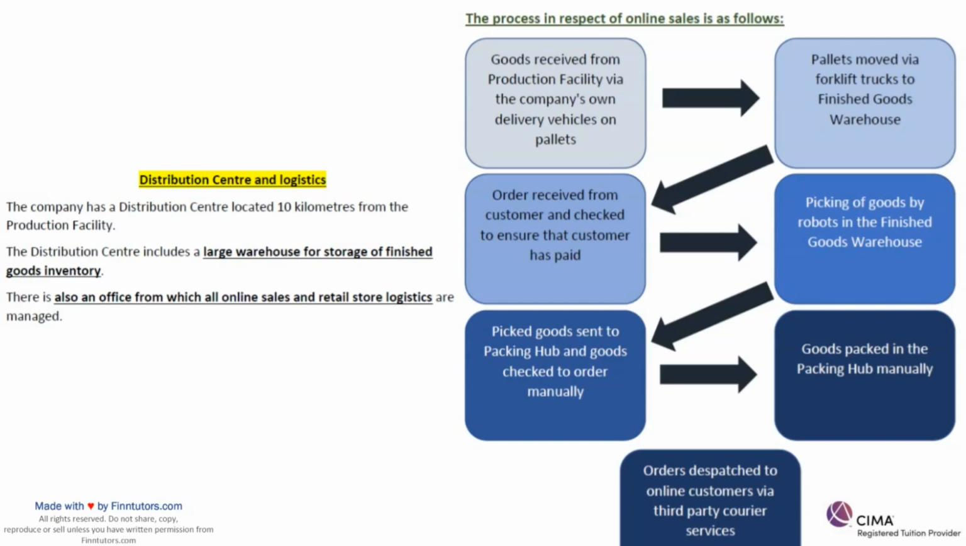From there, the order is received from the customer and checked to ensure that the customer has paid. The picking of goods by robots in the finished goods warehouse happens. Whatever the customer has ordered, the robot picks out. The picked goods are sent to the packaging hub, and goods are checked to order manually, making sure everything is right. We don't want any returns. And goods are packed in the packing hub manually. Again, this is something that is happening manually.